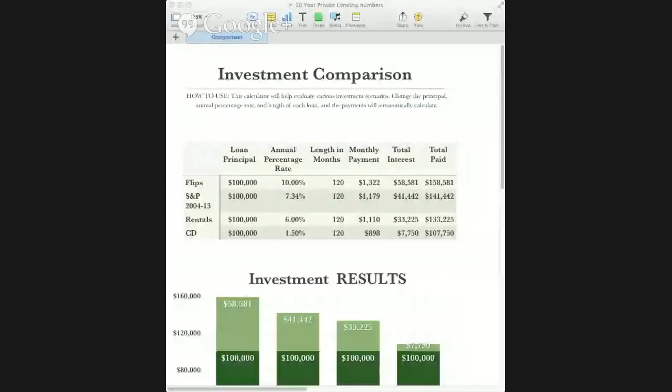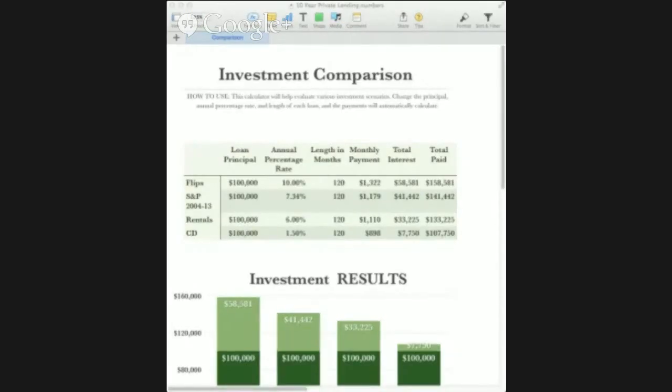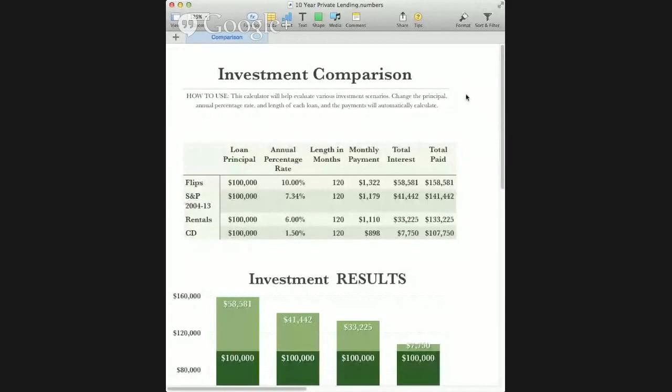Here we go. Okay. This is a sheet that I came up with for you guys, and I want to give it out to everyone, and that's why the link is on the event page. So you can go ahead and grab that. What I did was do an investment comparison of what your private money lender could get if they invested their money in different types of investments.